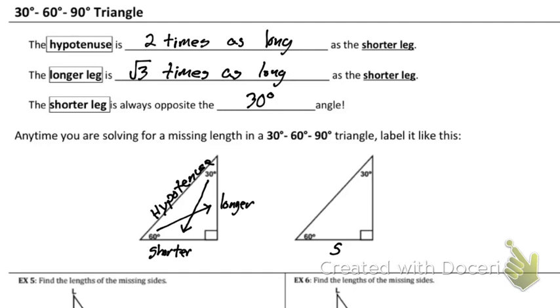Then to label my longer side, which is across from 60 degrees, we said the longer leg is square root of 3 times as long as the shorter leg. So my longer leg, we're going to label as S square root of 3, because it's square root of 3 times longer. Finally, our hypotenuse is twice as long, or 2 times as long, so it's going to be 2s.